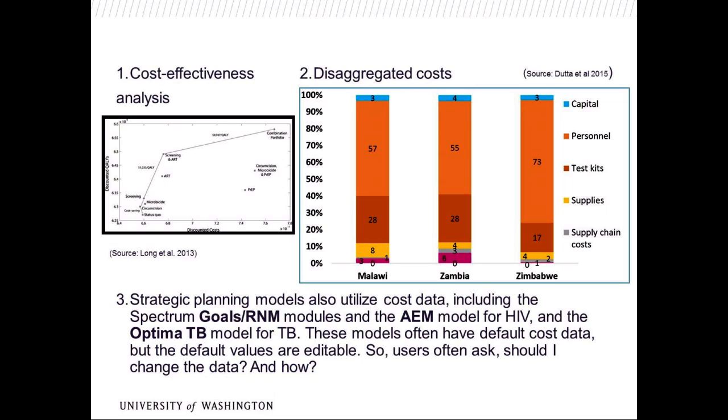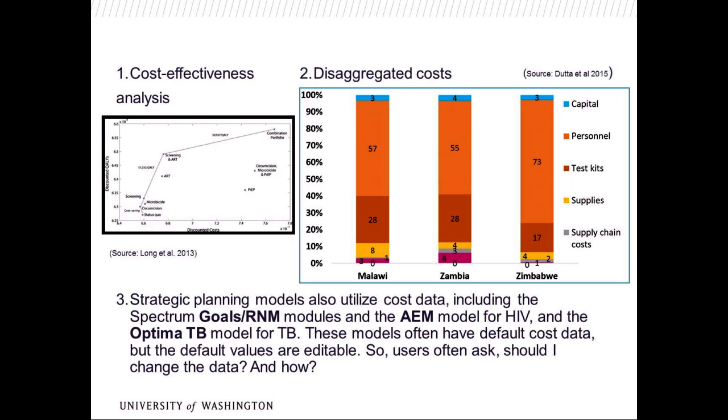We can look at disaggregated costs. Here's a study of, I think it's TB costs in 3 countries. We want to understand the variation in cost across settings. And you can see we can break that up into capital costs, personnel, test kits, supplies, and supply chain costs.